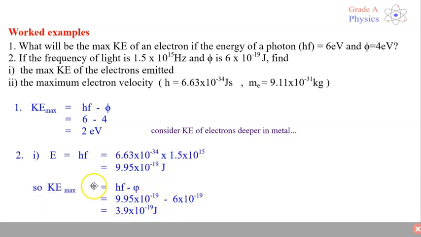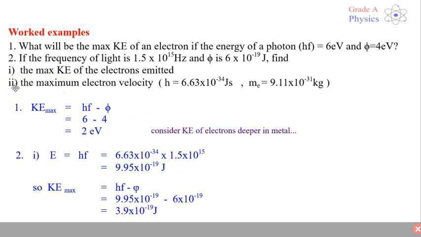To actually do a calculation of velocity, we need to work in joules. So in question 2, we've got the frequency, and we know the Planck constant, so I can calculate the energy of a photon in joules. I can rearrange the formula as we did before to find the KE max. So that's equal to the energy of a photon take away the work function, which is 6 × 10⁻⁹, and that will give me 3.9 × 10⁻⁹. So I can calculate the maximum KE in joules.